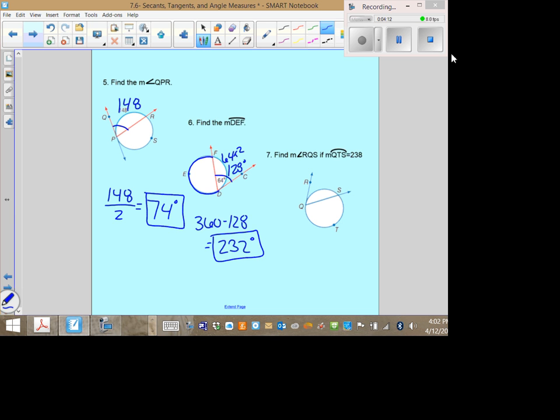All right, we want to find the measure of RQS if the measure of arc QTS, this arc over here, is 238. So let's do this one. Here, we can find that this angle is going to be 119 by taking 238 divided by 2. And that gives us our 119. And then we note that we have a linear pair here. So we take 180 and subtract 119. And so we get that to be 61 degrees.